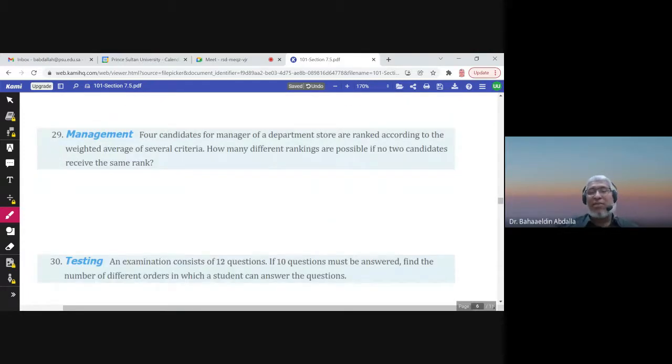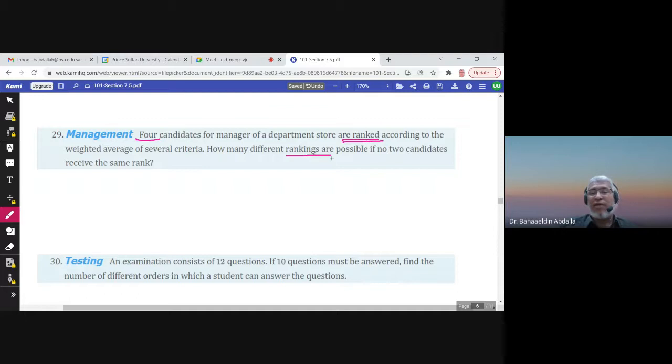4 candidates for manager of a department store are ranked, ordered, arranged according to the weighted average of several criteria. How many different rankings are possible? Rankings immediately suggest permutation. If no two candidates receive the same rank, we have 4 candidates, okay, and we need to rank them.